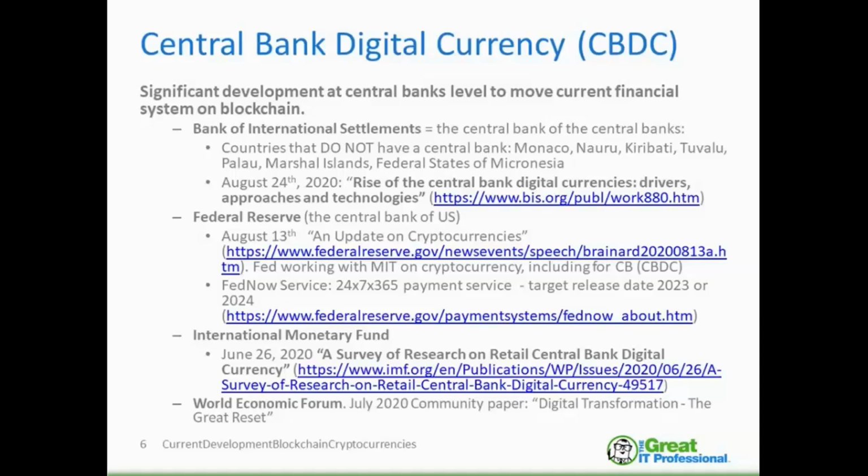This is the central banking setup, and we want to acknowledge that the whole world is in this network of central banks that have very strong connections with each other. On top of the central banks, we have the Bank of International Settlements, the central bank of central banks, all right? Now, just to emphasize that almost the whole world is in this network of central banking, the only countries that do not have a central bank are listed here: Monaco, Nauru, Kiribati, Tuvalu, Palau, Marshall Islands, and Federated States of Micronesia. Every other country has a central bank.